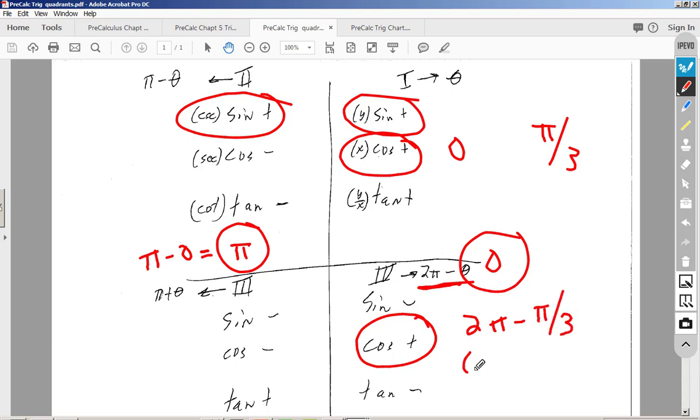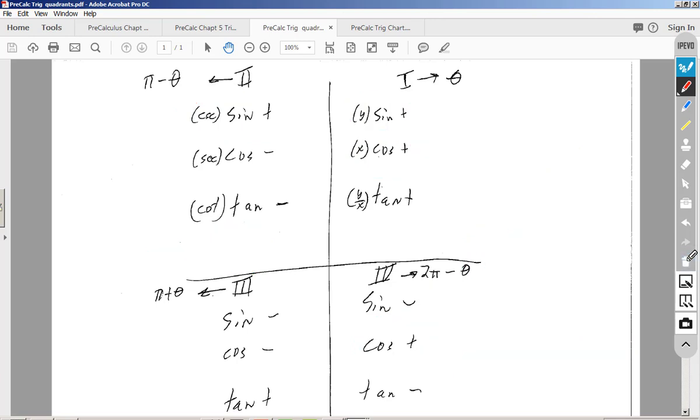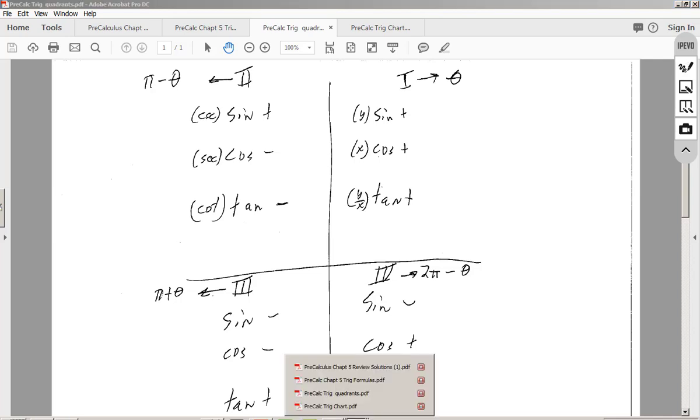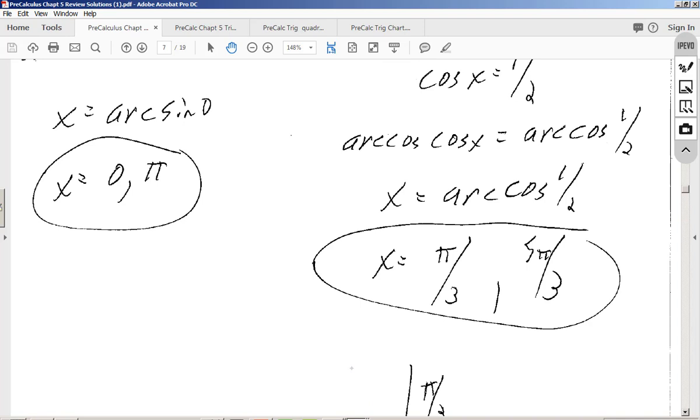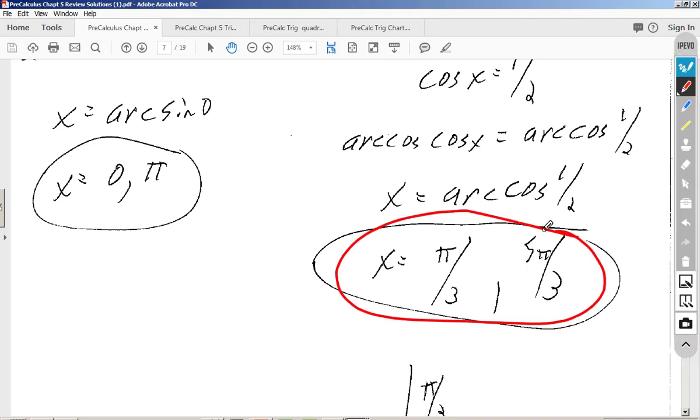So that's going to be 6 pi over 3 minus pi over 3. That's going to give me my second answer, which is 5 pi over 3. So there's my two answers. Now that I have my two answers for both those equations, I'll go back to my review solutions. And you're going to notice here's all of my answers. So pi over 3, 5 pi over 3, and 0 pi.